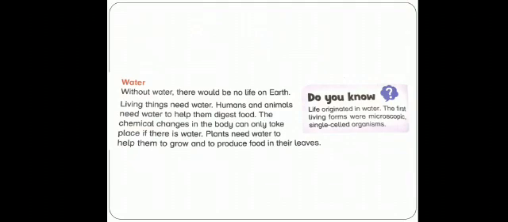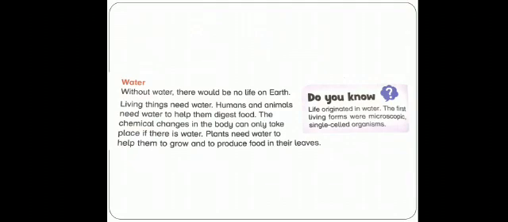Human beings and animals need water to digest the food. Whatever we eat, water is required for the digestion. And the chemical processes, the chemical changes that happen in the body, are only possible because of water.